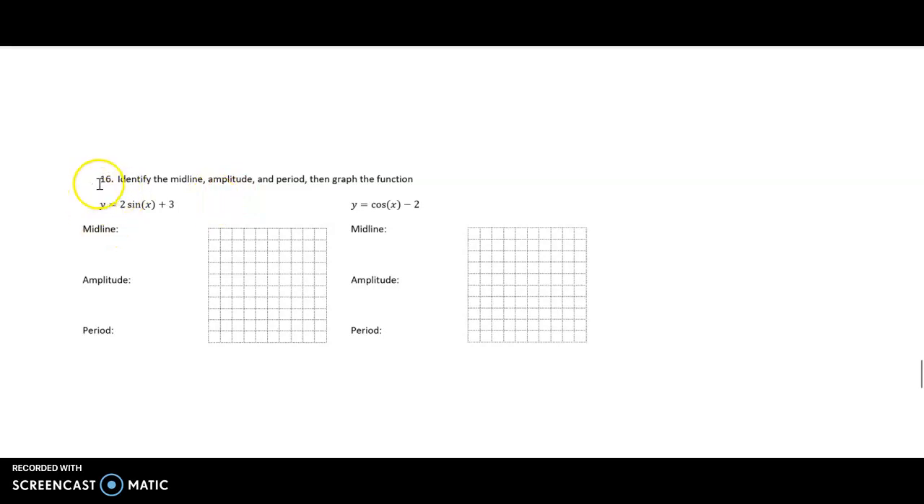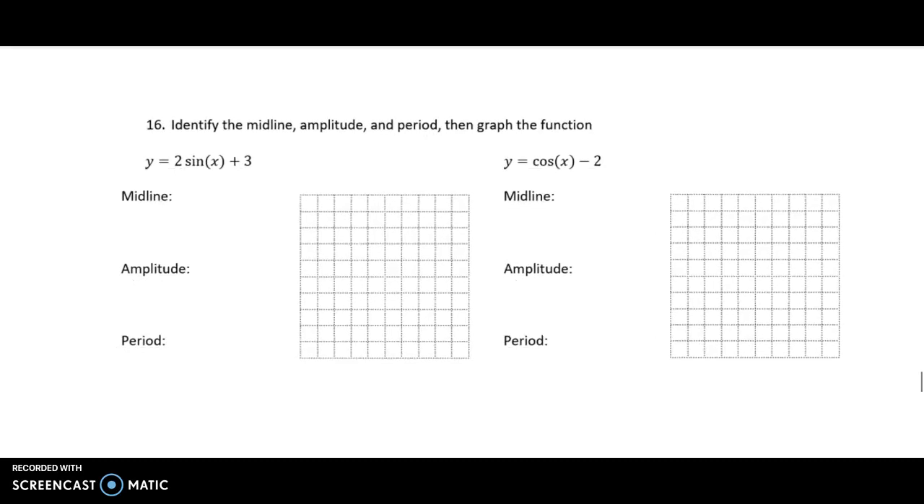Okay, in this question from the study guide, we need to graph some sine and cosine functions. So I need to do the midline, amplitude, and period.